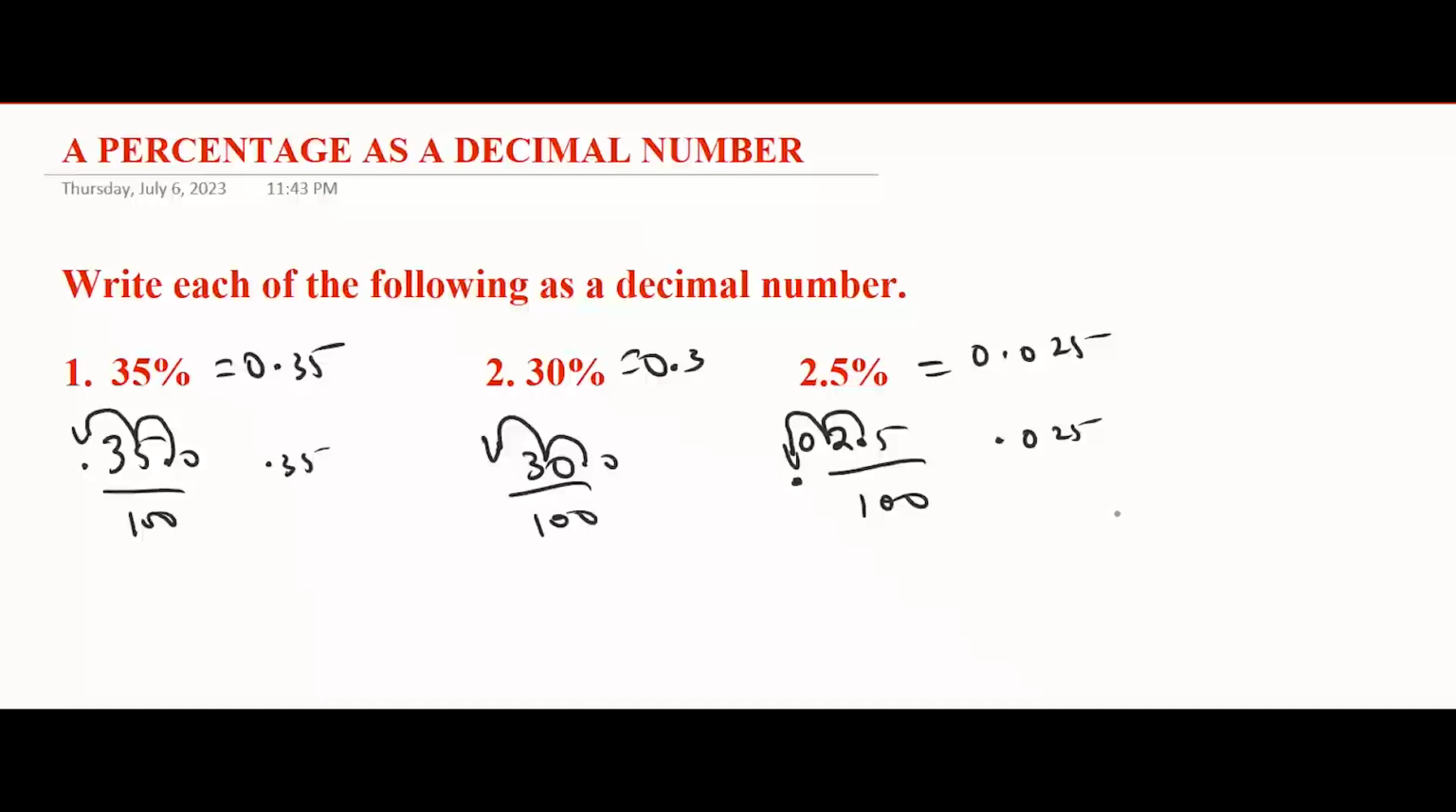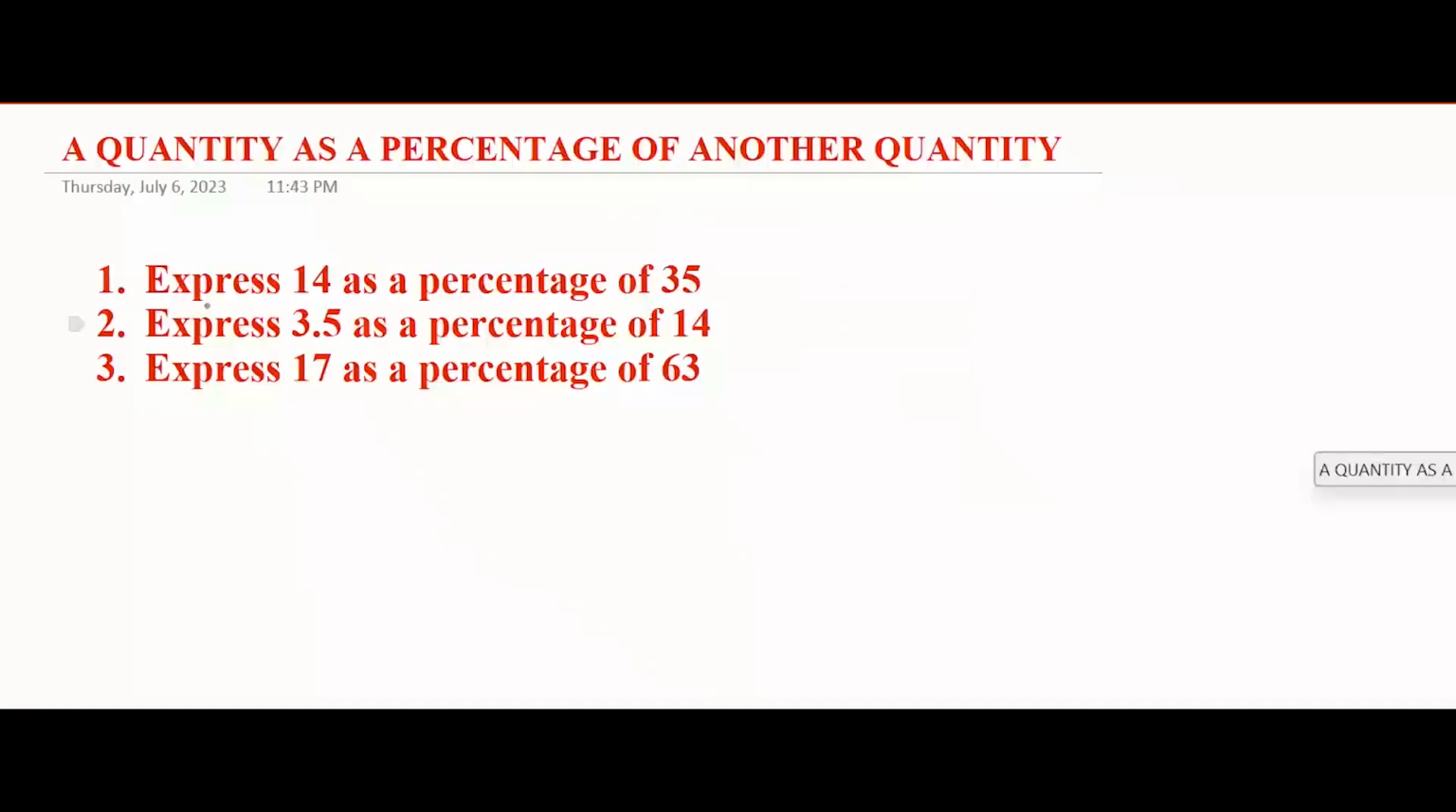Next is how to write a quantity as a percentage of another quantity. We have 3 questions here. We are to express 14 as a percentage of 35, express 3.5 as a percentage of 14, then express 17 as a percentage of 63. Let's take the first one. We want to express 14 as a percentage of 35.